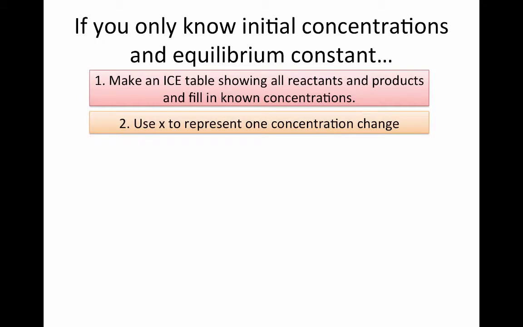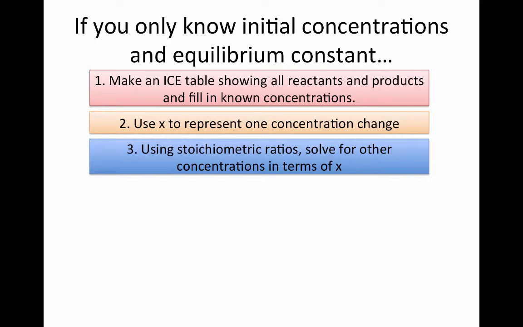Now, in these sorts of problems, we don't have any equilibrium concentrations given, and so we can't calculate concentration changes with a simple addition or subtraction. So we're going to use algebra, and we're going to use x to represent one of the concentration changes. And then we're going to solve for the other changes in concentrations in terms of x, first calculating the changes in concentrations, and then calculating the equilibrium concentrations in terms of x.